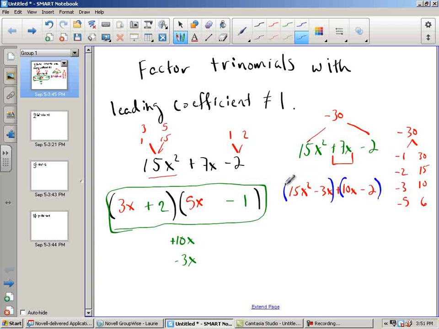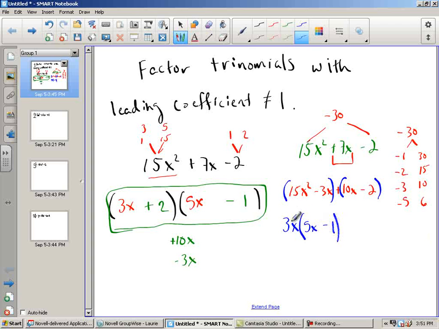The reason I do that is I want to group them. This is called factoring by grouping. I want to separate them and pull out what's common. Well, what do these two have in common? They share a 3 and an x. That would leave me with 5x, okay, minus 1.